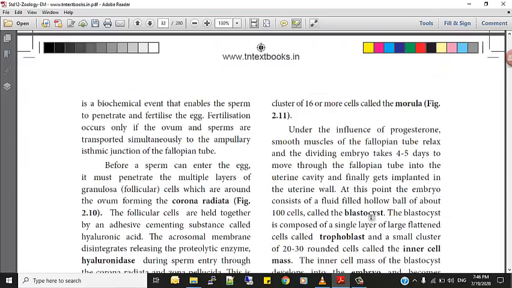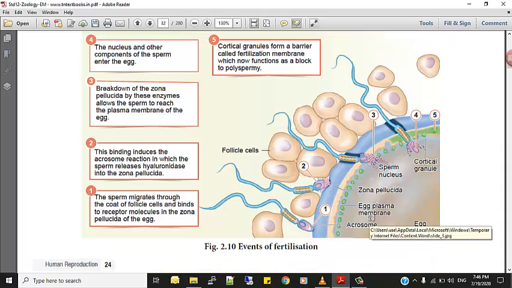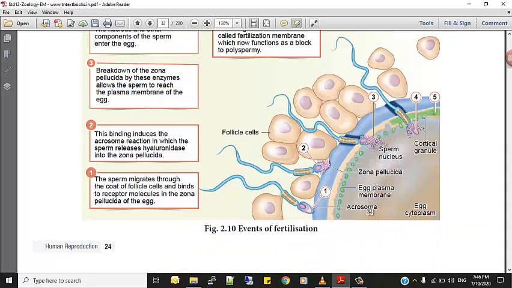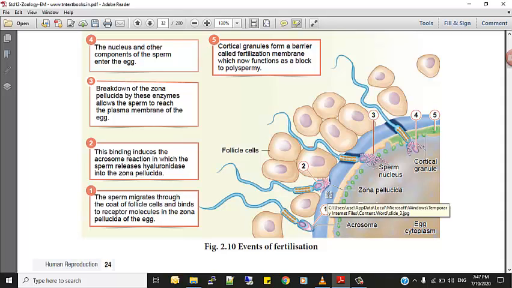We will now see the important pictorial representation which is given in your textbook. We will see it first and then I will go to the video. This is the event of fertilization. Fertilization is the fusion of male and female gamete. Everybody, this is very important. Already everybody will know. The events of fertilization are given here number-wise.